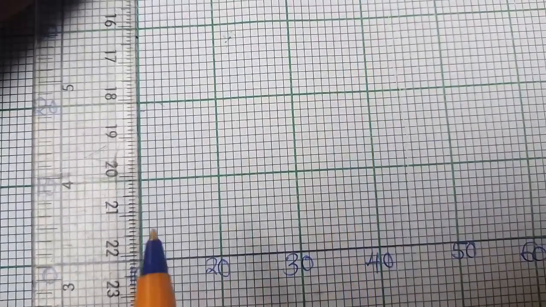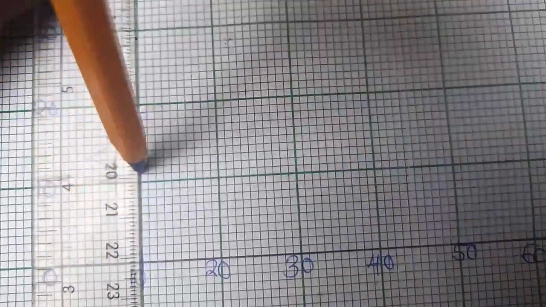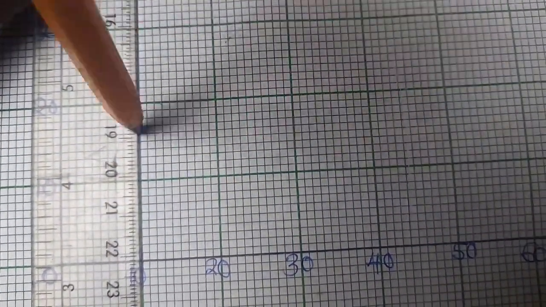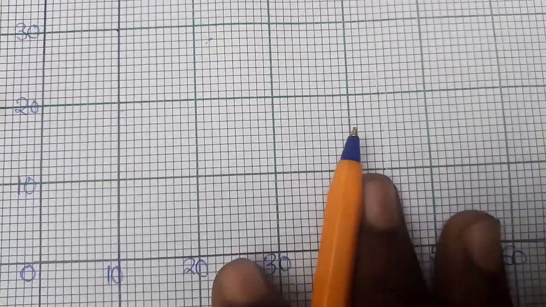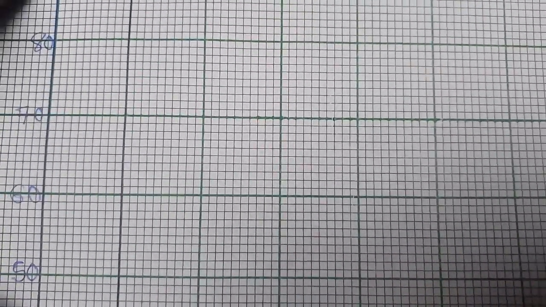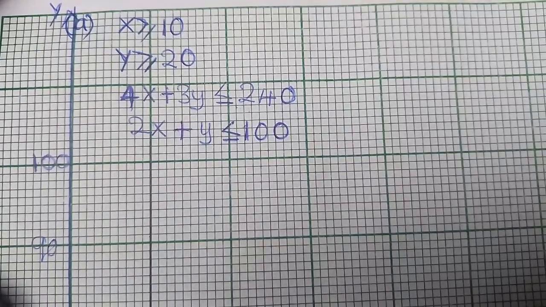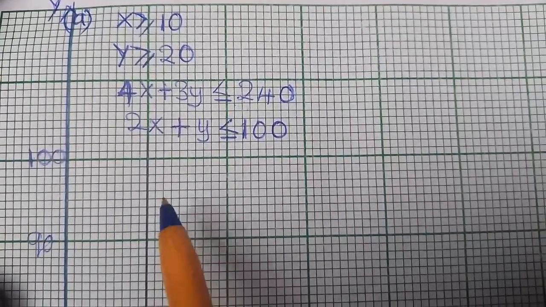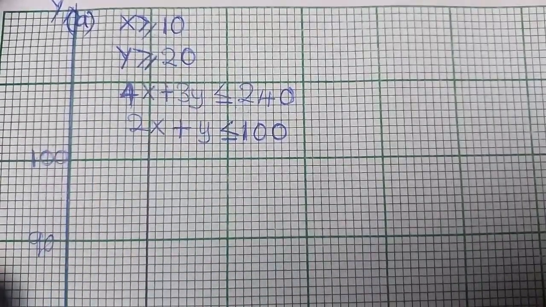You put a straight line like this. This passes through 10. Which inequality is there? They are saying greater than. So we shade the opposite. If they are saying greater than, you are shading less than.